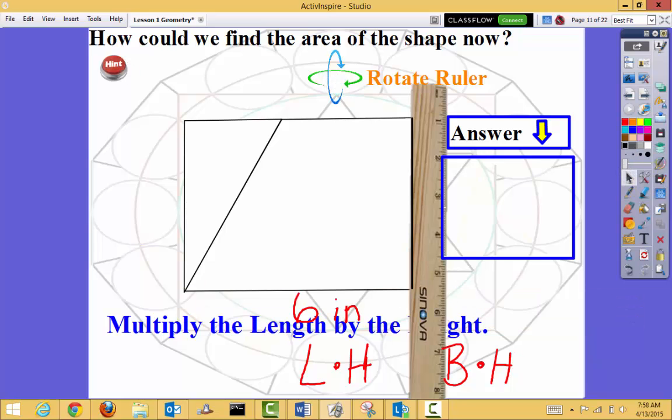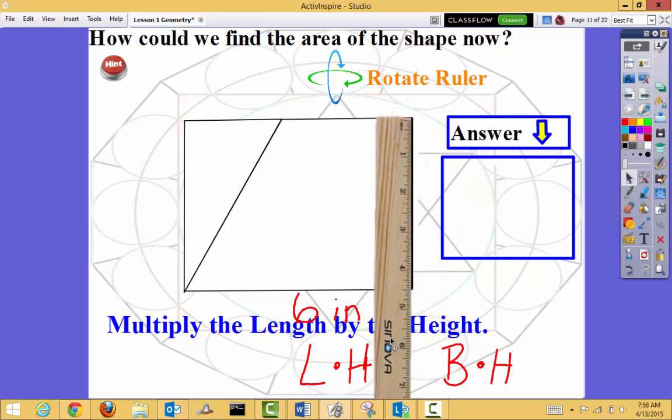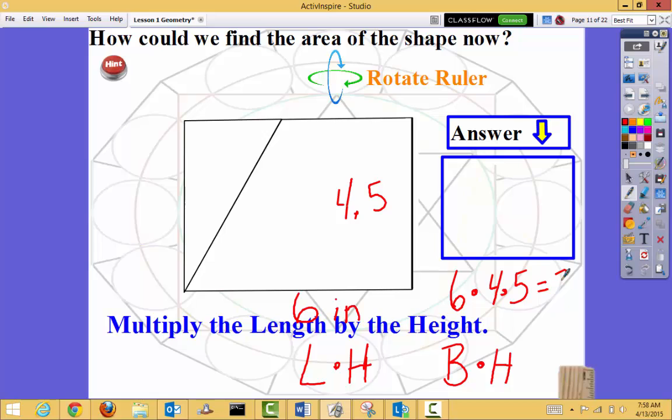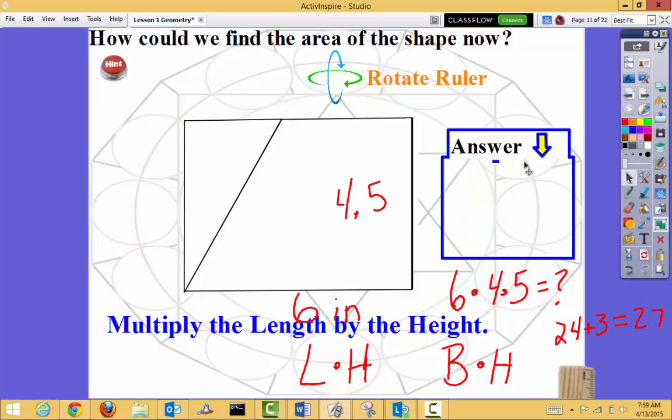So let's rotate the ruler. And how tall is it? Well, it is 1, 2, 3, 4, 4.5. So its height is 4.5. Now am I done? No, because if I look at my formula, I have to multiply these two together. So it is 6 times 4.5 equals what? Well, I know 6 times 4, that's 24. And then I multiply it by a half. So half of 6 is 3. So I'm going to get 27 inches squared.